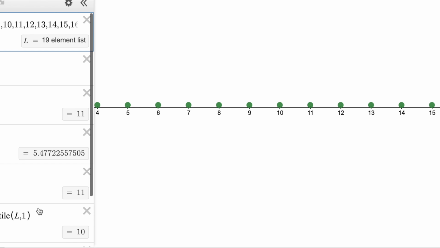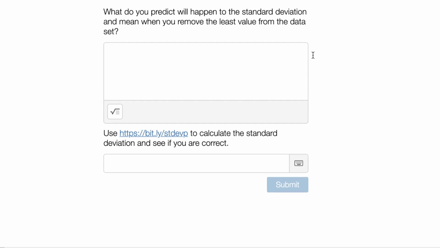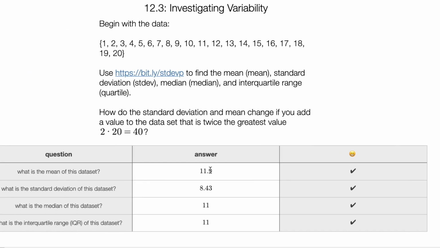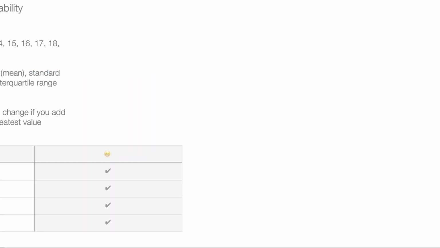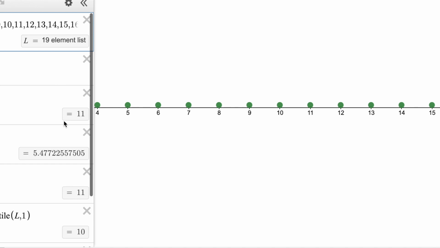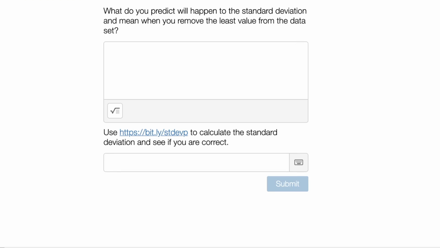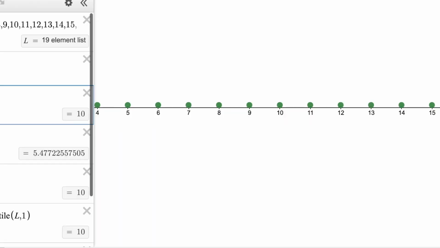So if you predicted that the mean would increase and the standard deviation would decrease, so our mean, we went from, what was our mean before? We can go to previous. Our mean was 11.9, and now we just said it's at 11, so it did decrease. Wait, maybe we need to look at our original. Let me see. Is this our original?